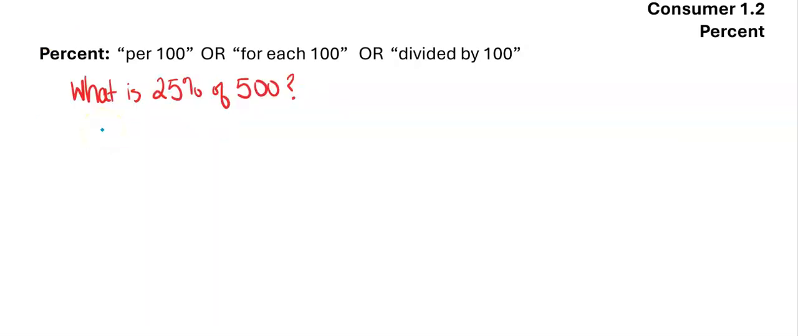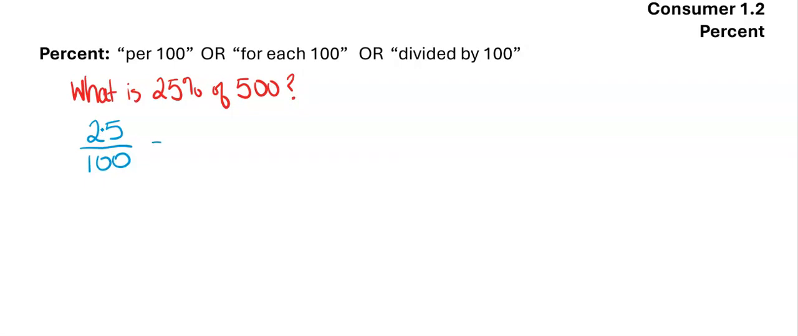Because percents are ratios, you can solve percentage problems using proportions. For example, what is 25% of 500? I can solve this using a proportion. I would take my 25% and write it as a fraction, because remember, a percent is per 100, or a ratio with a denominator of 100.